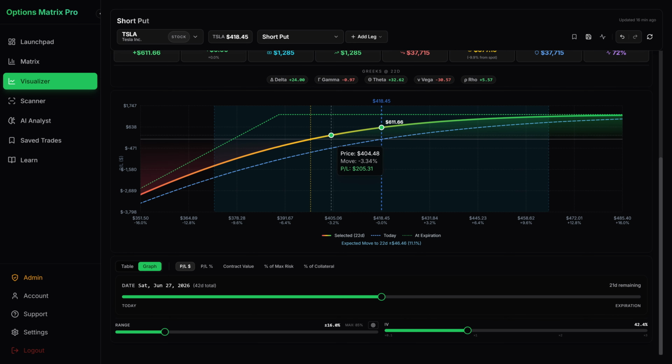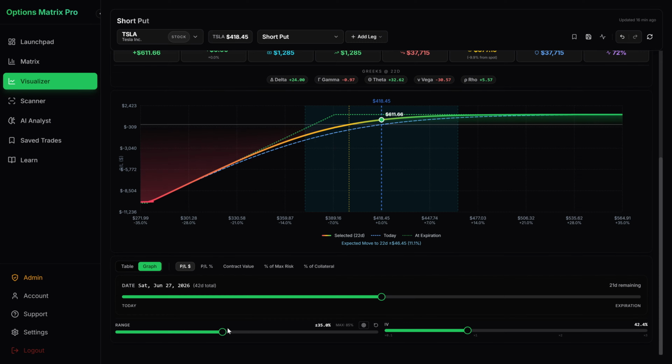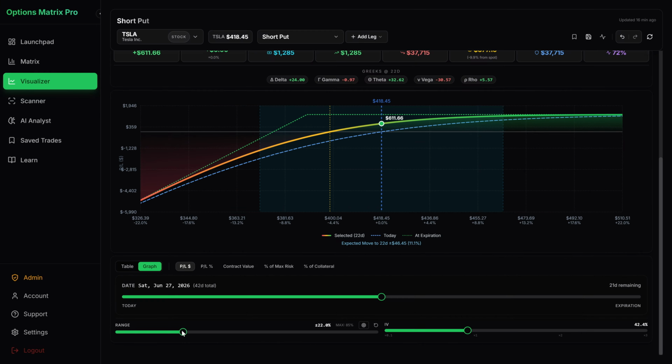One of the most useful parts of the visualizer is this graph view. You can actually visualize and see what the P&L chart looks like. You can also adjust the range here. You can set particular targets as well, which will then demonstrate on the chart. You can update the IV, etc. that I was talking about. And you can see what it looks like at various expiration points and how that's going to move.